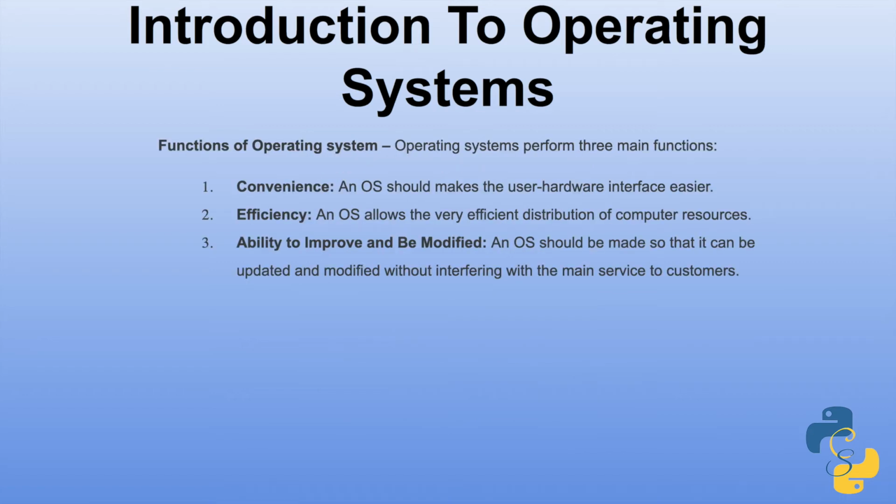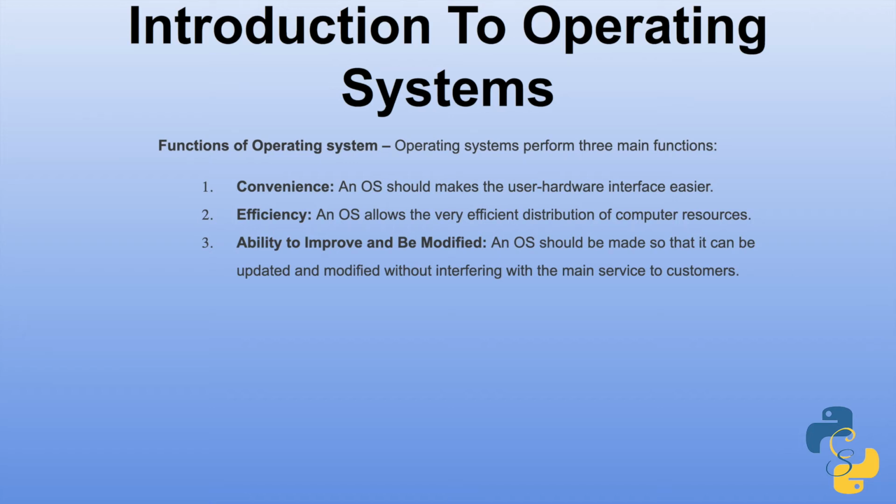So these are the functions of the operating system, and operating systems must perform three main functions for them to be qualified as good operating systems. So the first is convenience. An operating system should make the user hardware interface easier. It should not be so difficult to the point where it's easier to just code and tell the computer what to do than to move the mouse. That is unacceptable, and then it does not qualify as an operating system if that is necessary.